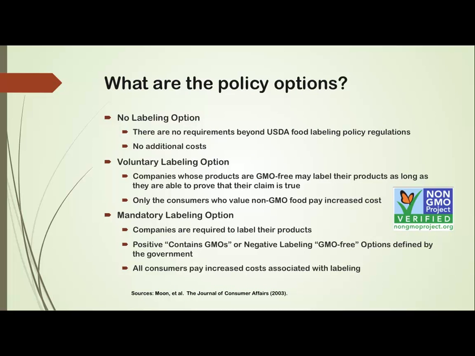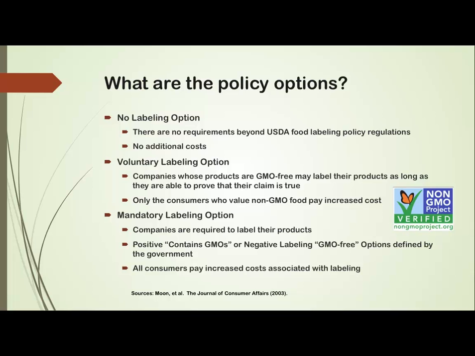What are the policy options? Well, no labeling, no additional costs for consumers or anyone else involved. Secondly, there's a voluntary labeling option, which is what's currently going on in the US. Companies whose products are GMO-free may label their products as long as they are able to prove that their claim is true, and then only the consumers who value non-GMO food pay increased costs.